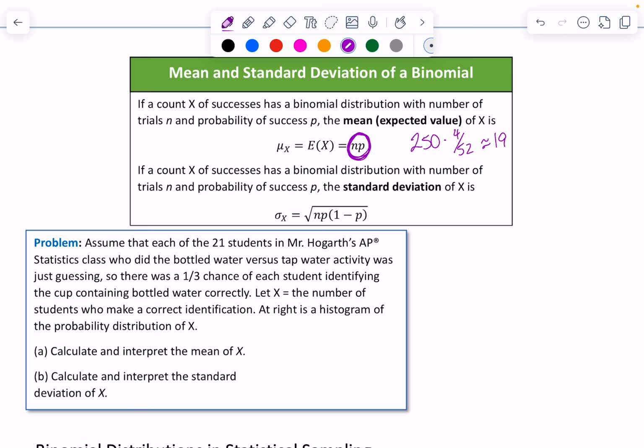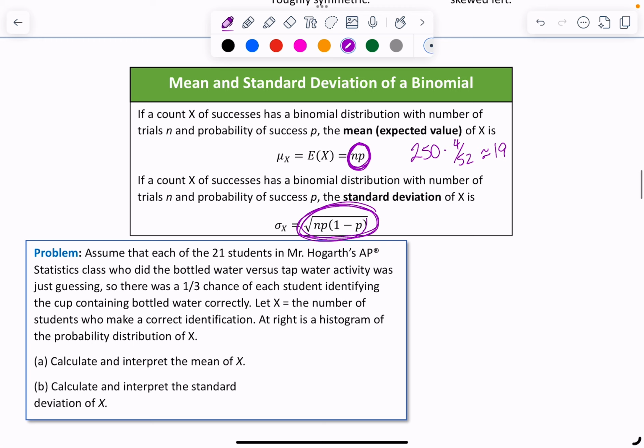Okay, so my standard deviation. Here's our lovely formula. Both of these formulas can be found in your reference sheet. Again, they're on that front page, just where you saw the other formula for the binomial distribution. These are right next to it. You don't have to memorize them, but you do have to know where to find them.